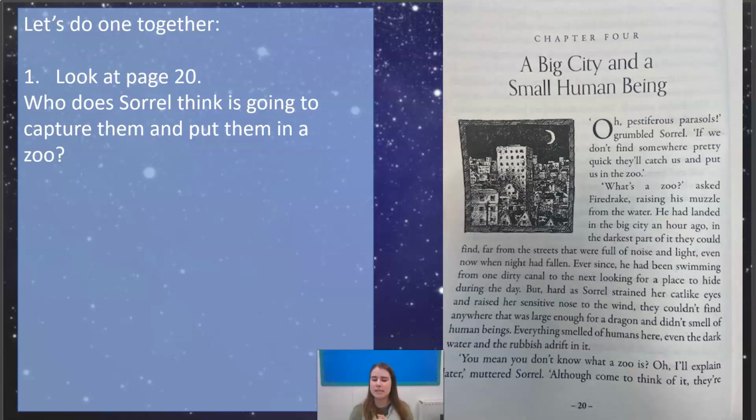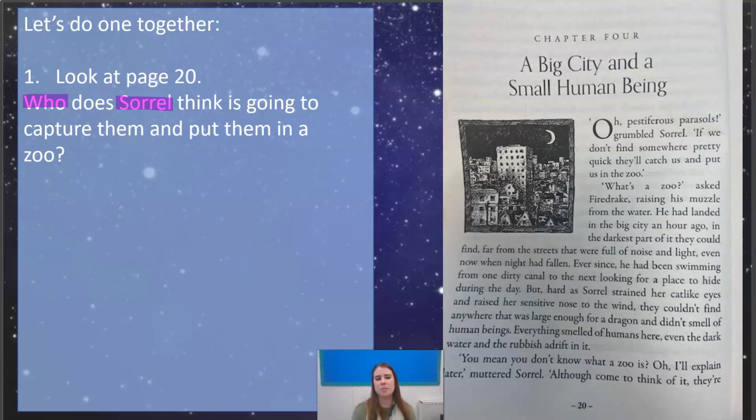So thinking about my success criteria, I first of all need to identify what my keywords are, what the question is actually asking me to do, and what answer it's looking for, okay? So I need to know who. So I'm looking for the name of someone or the name of something, okay? Now I'm linking this to something that Sorrel has said, so I need to find some information of what Sorrel has said, or maybe what Sorrel is thinking.